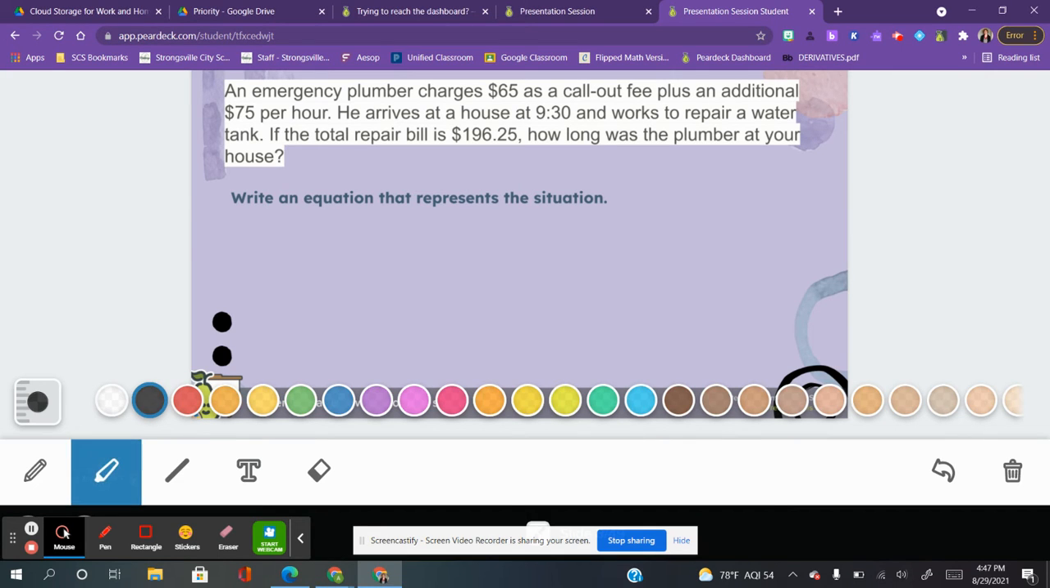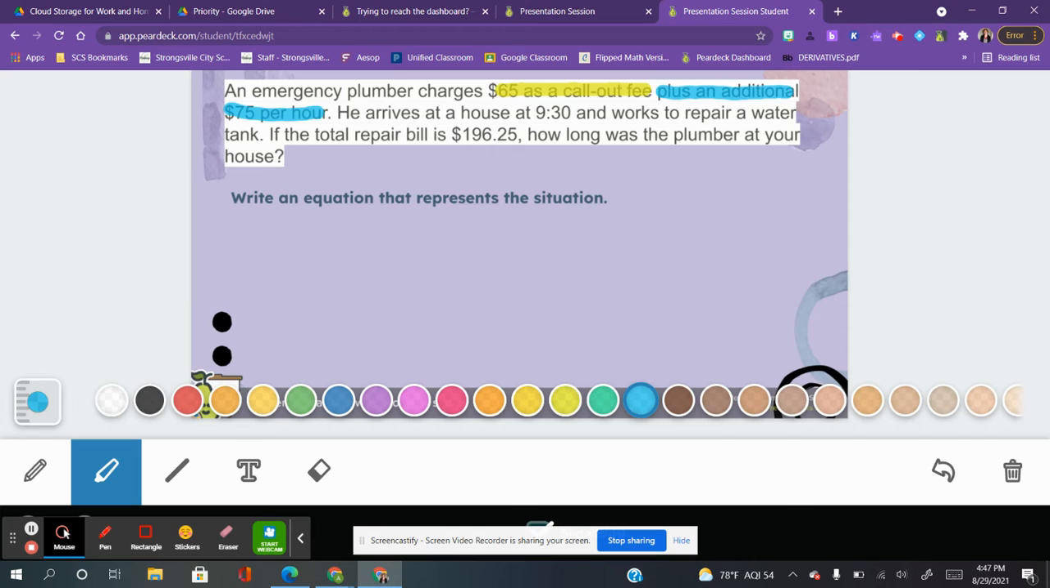Okay, so the first thing I'm going to do is highlight some of the important pieces of information. It says the emergency plumber charges $65 as a call out fee. That means that no matter how long they're there, no matter what the problem is, you're going to be charged $65 no matter what. Then it says plus, so that sounds like addition, an additional $75 per hour. It means every hour they're there, I'm going to be charged another $75.